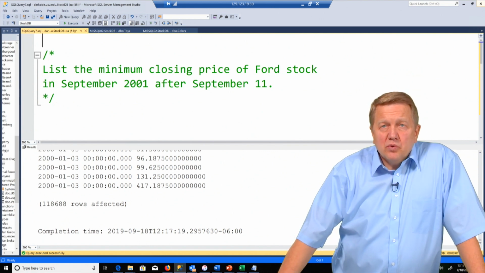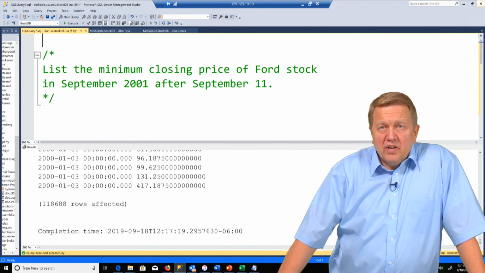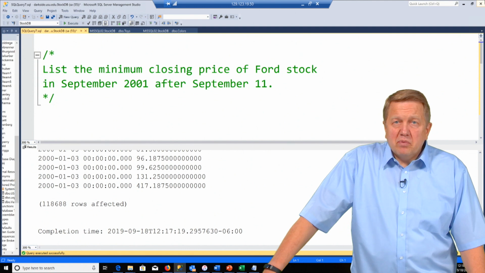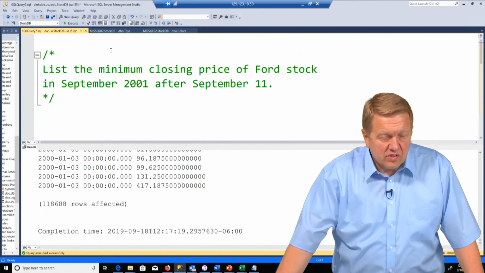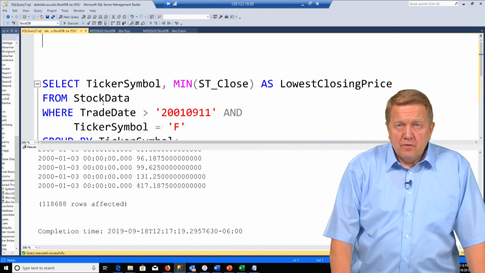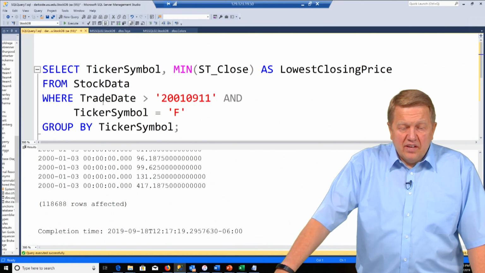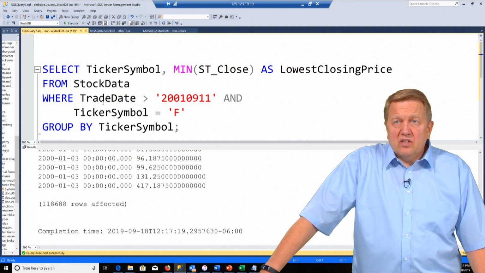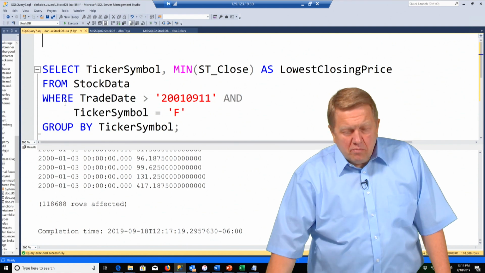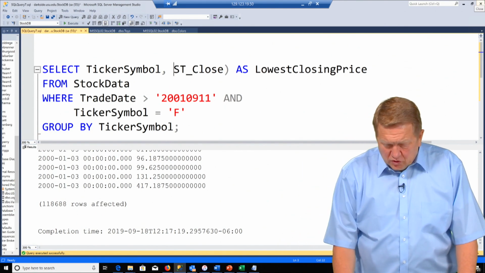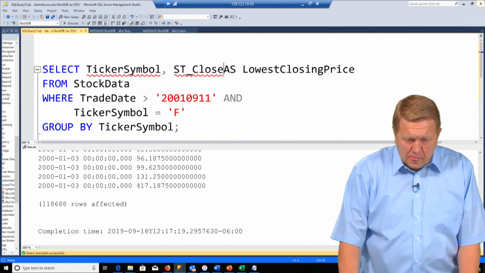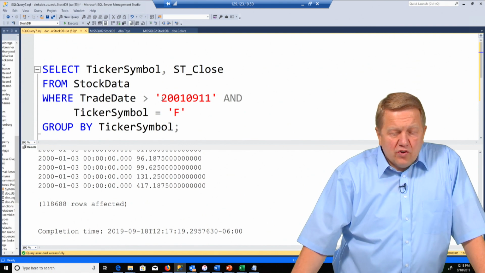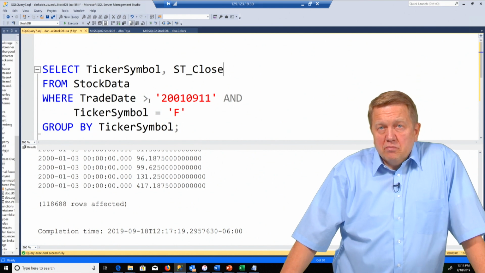So this question reads, list the minimum closing price of Ford stock in September 2001 after September 11th. So it's not a particularly hard query if you start to visualize that you have a couple of things you need to put in the where clause. So let's just look at our answer. And we're going to look at a ticker symbol, and then we're looking for a closing price. And I'm just going to change this one to reflect a little bit better the question. So we'll just do ST close here. I think that this reflects a little more what the question asked. So the ticker symbol, the closing price from stock data, where trade date is greater than 9/11, and the ticker symbol equals Ford.